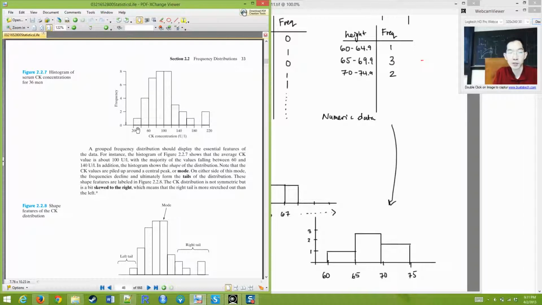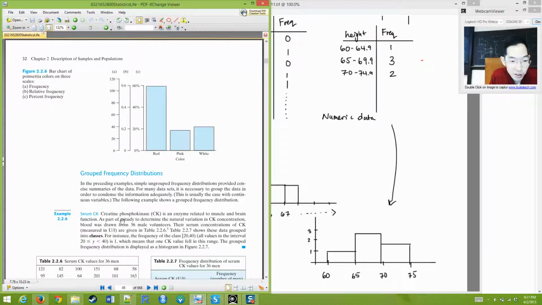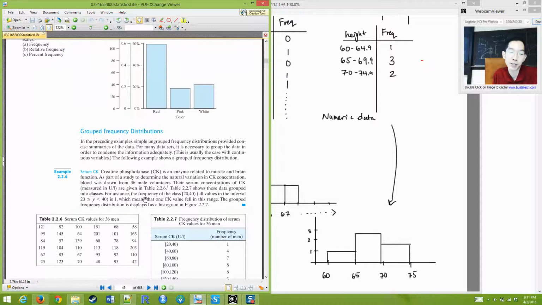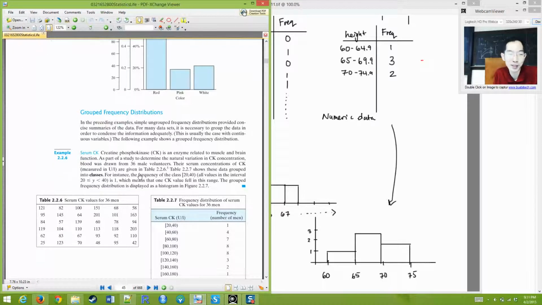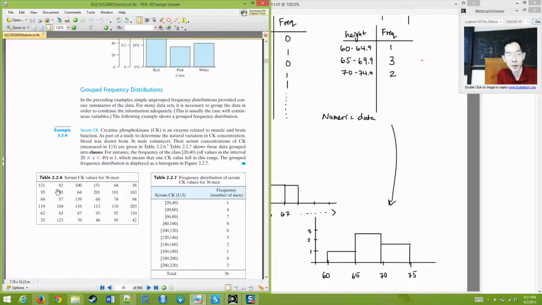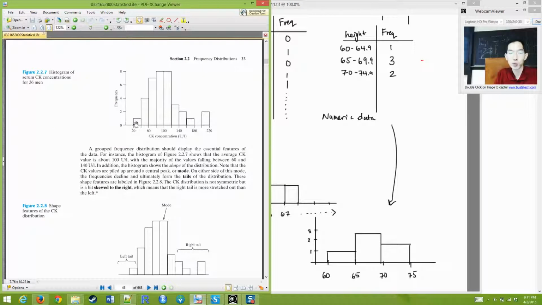This bar represents everybody who has a whatever CK concentration is, creatine whatever, however you pronounce that. They measured the numbers for 36 different people, and they created these bins from 20 to 40, and they counted. So we see there's one person who has a concentration between 20 and 40. We have 4 people between 40 and 60, and we have 7 people between 60 and 80, and so on and so forth.